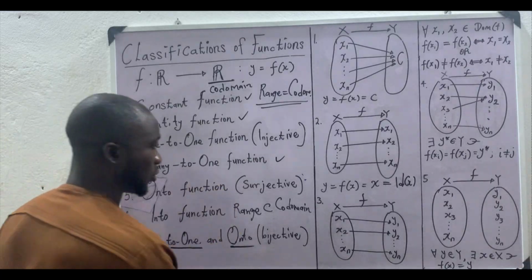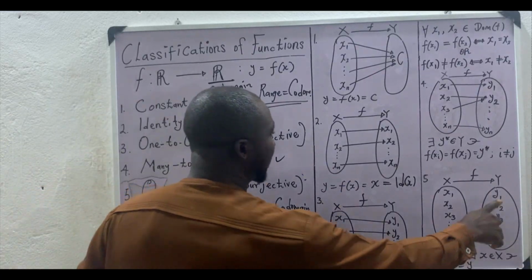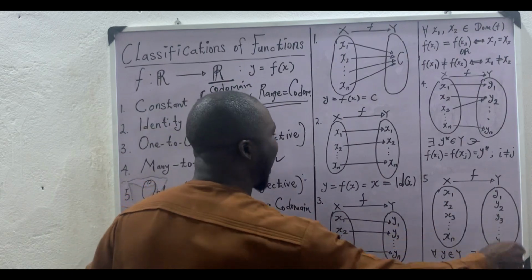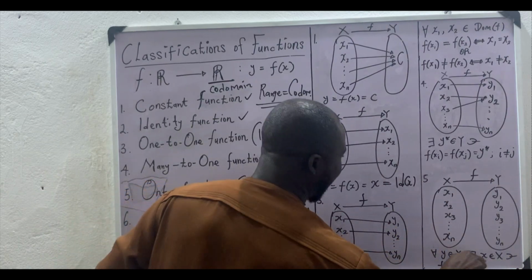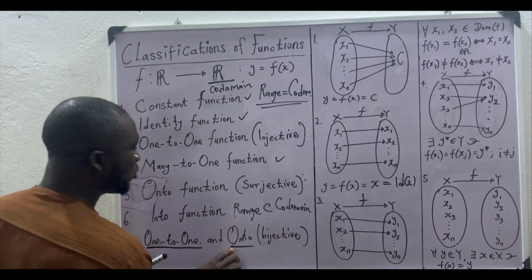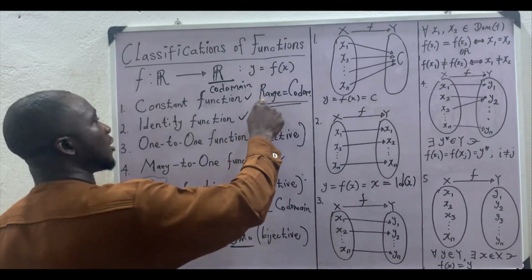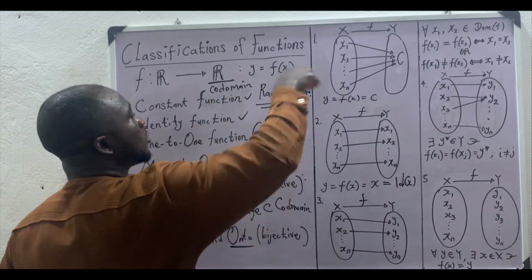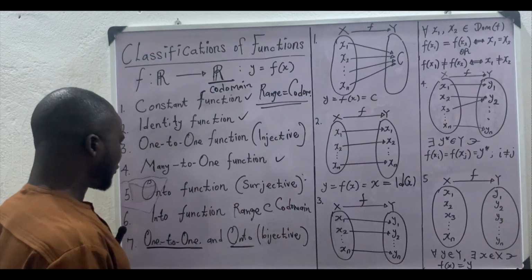And the function will be an onto function if it happens that all the elements in the range of the function happen to be an image of at least an element in the domain of the function. That is to say, it will be an onto function if the range of the function coincides with or happens to be the same as the codomain of the function.